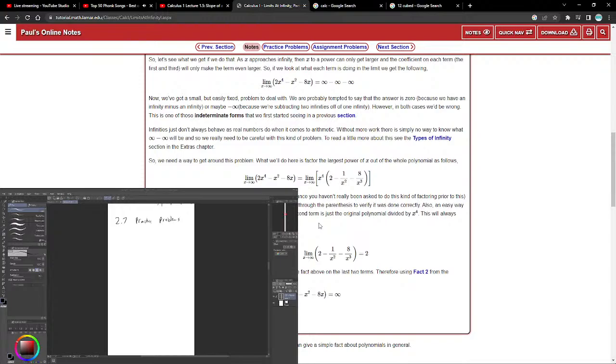Okay, so we took the largest power out, so that it would overpower the smaller ones, right? So when you plug in infinity, this whole thing is like irrelevant.